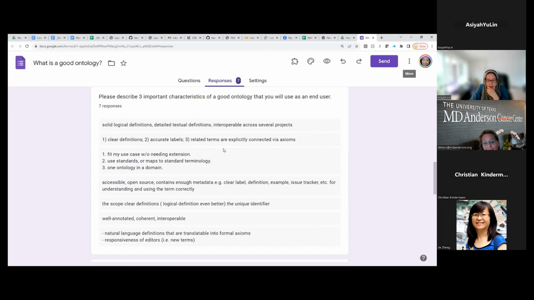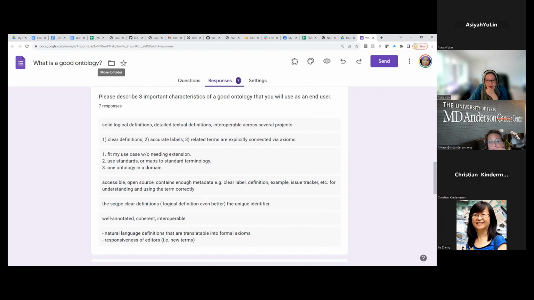I only want to find one ontology in the domain, so that is my answer. Others will be accessible, open source, containing enough metadata, for example, clear label, definition, example, issue tracker. I think these are very good user requirements that we, as a community building ontologies, need to pay attention to. And I think we just discussed tracking the use of an ontology. Yeah, this is important, and I don't think we have a good solution for that.